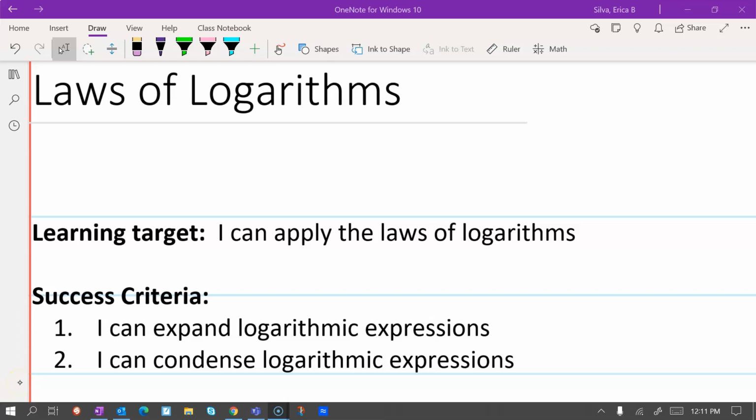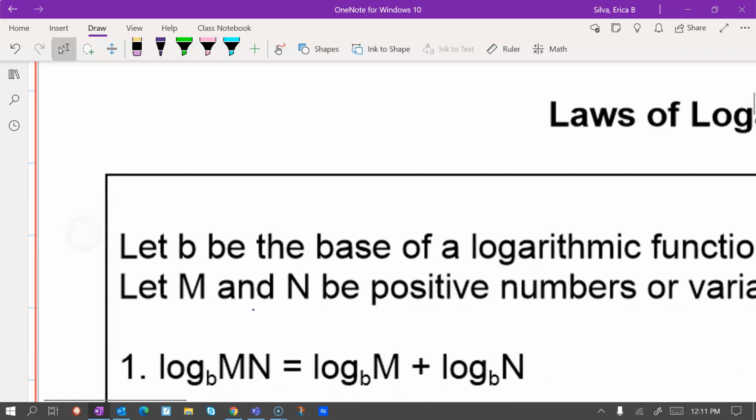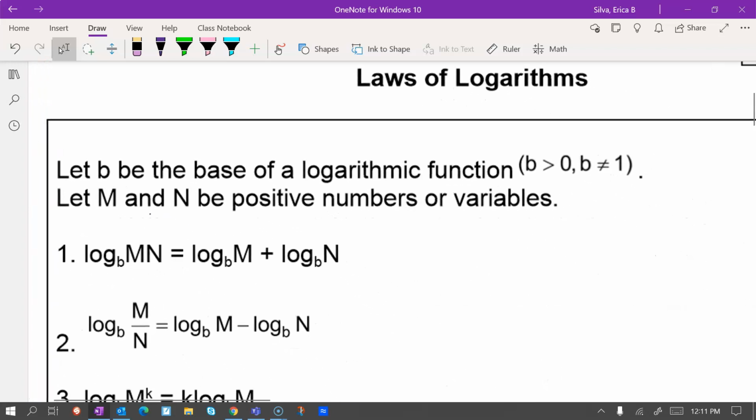For this lesson, our learning target is that I can apply laws of logarithms. In order for us to be successful in this lesson, we need to be able to expand log expressions and then condense the log expressions. So first, let's look at the laws of logarithms.